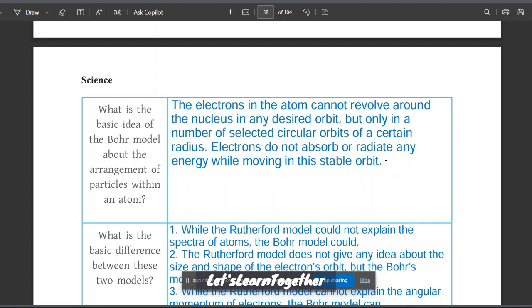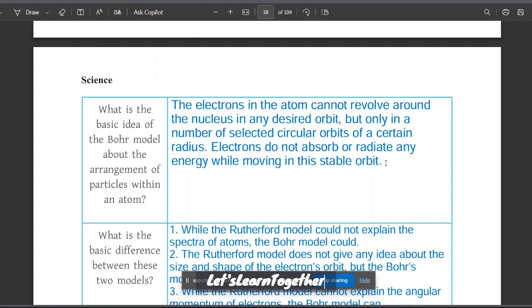That means, as I said, he specified the idea about electrons: yes, electrons are negatively charged, but what else? How are they going to revolve? In what paths are they going to revolve? What is the structure of those paths? Are they going to be fixed or not? So in the Bohr model, these things have been explained.